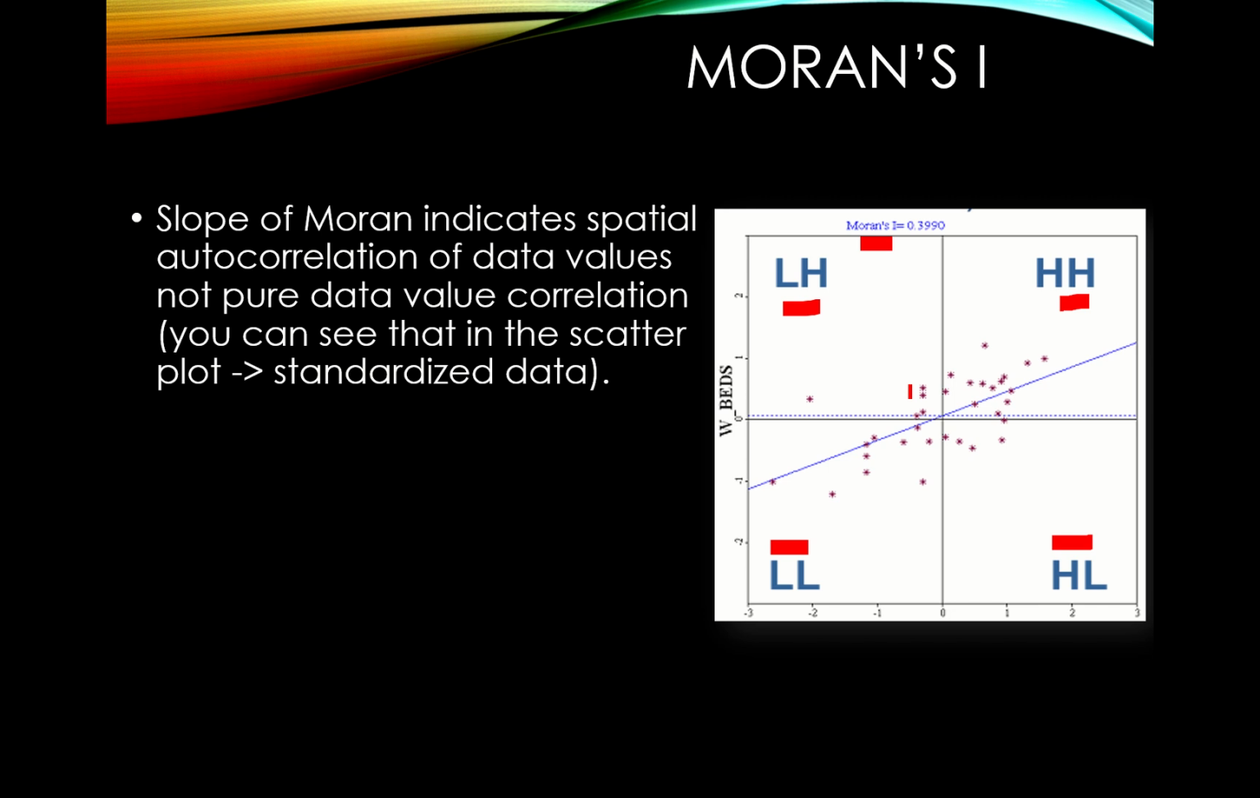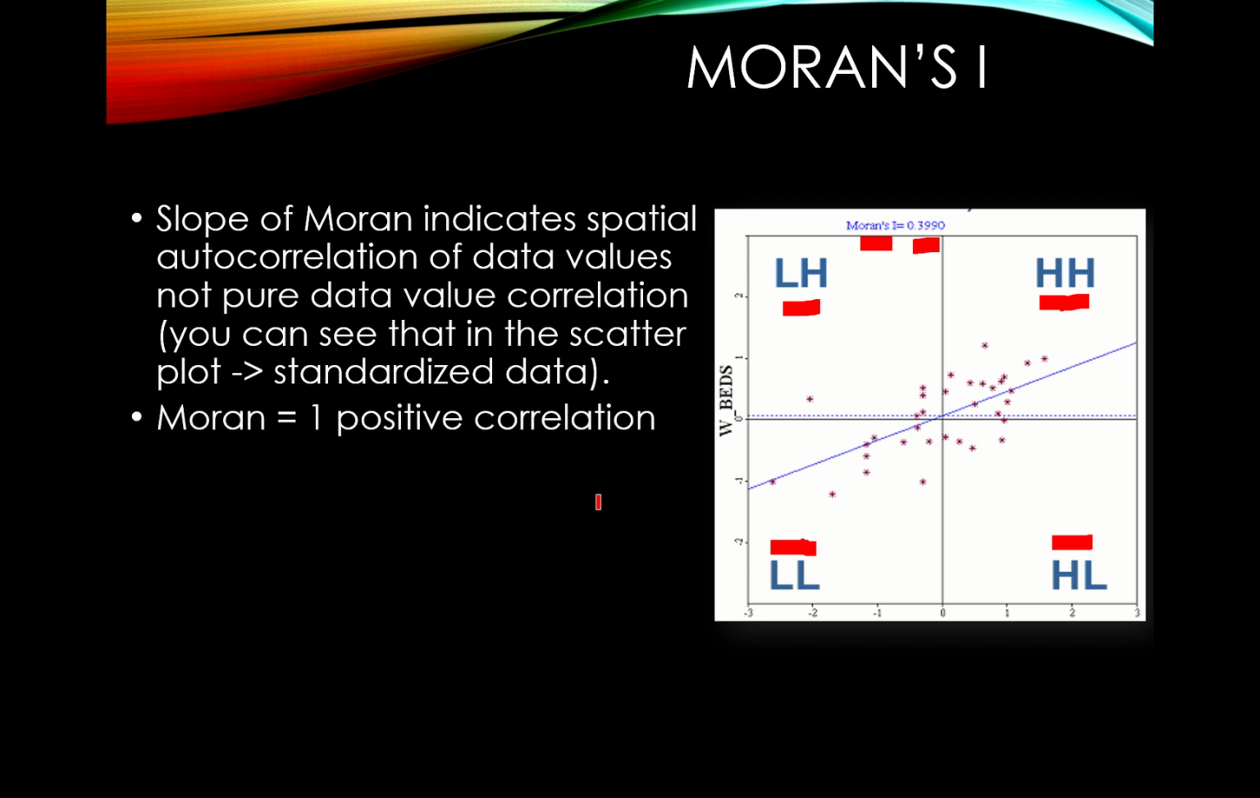So whenever you draw the line through your data set and have a positive slope, such as in this one, a positive Moran's I, which in this case is 0.3990, that indicates that most of your points are falling within the low quadrant or the high quadrant, indicating that you're dealing with a positively autocorrelated or clustered data set.